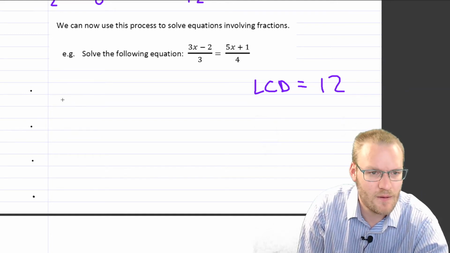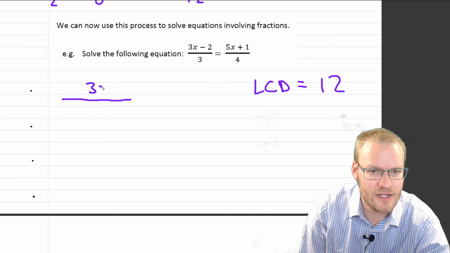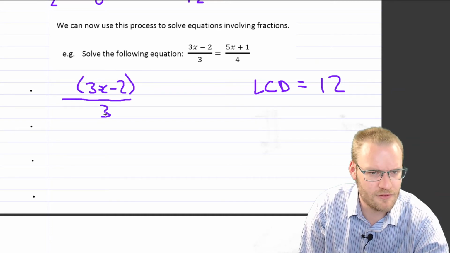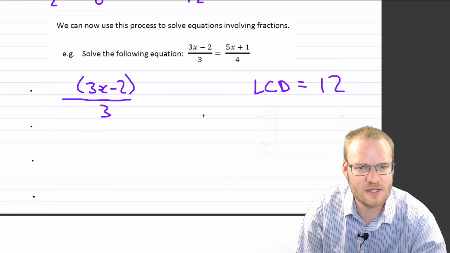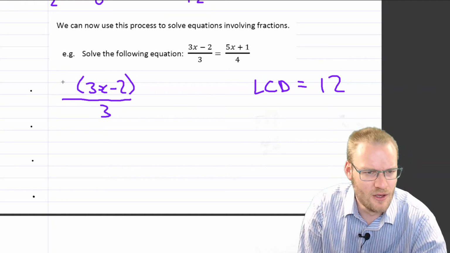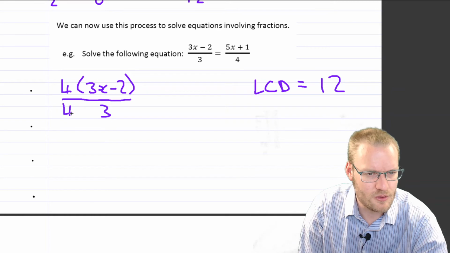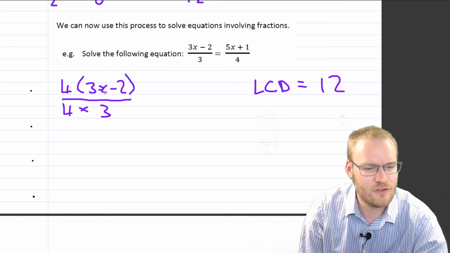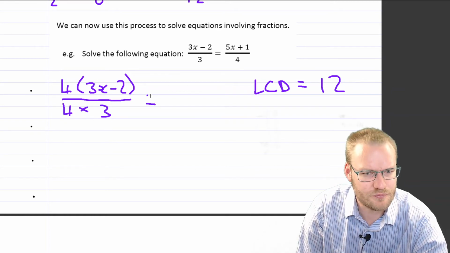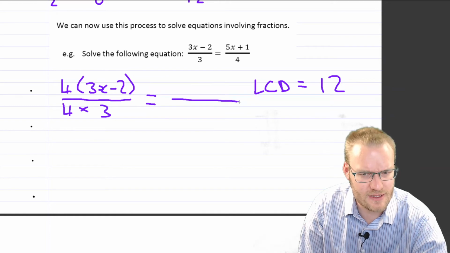We've got 3x minus 2 over 3. What do we need to multiply it by to get to 12? We need to multiply it by 4. Multiply the top by 4, multiply the bottom by 4. Okay, what about the right-hand side?